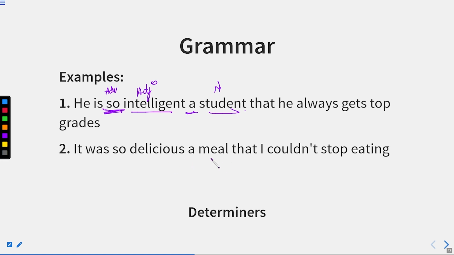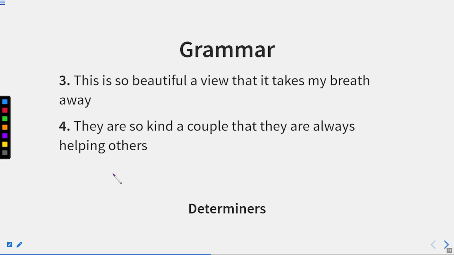It was so delicious a meal that I could not stop eating. So meal is a noun, a is the indefinite article, delicious is an adjective, and so is the adverb which is required, because we are emphasizing the quality of that particular meal. Now let us move to the next one. This is so beautiful a view that it takes my breath away. So view is a noun, before which we have used an indefinite article. Beautiful is an adjective, so is an adverb.